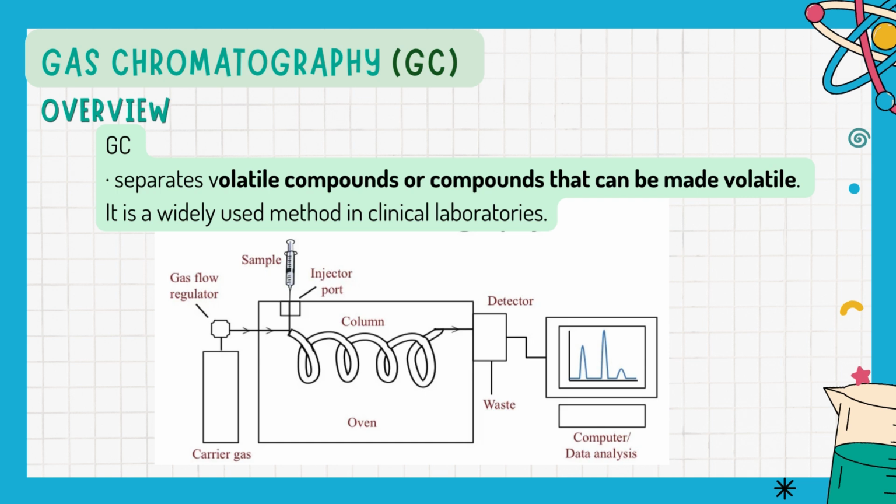While those with higher boiling points, guys, they elute later. So GC is commonly used for analyzing gases, volatile compounds, and liquids that can be easily vaporized. So that's the main significance for using gas chromatography. So compounds which are volatile or compounds that can be made volatile.